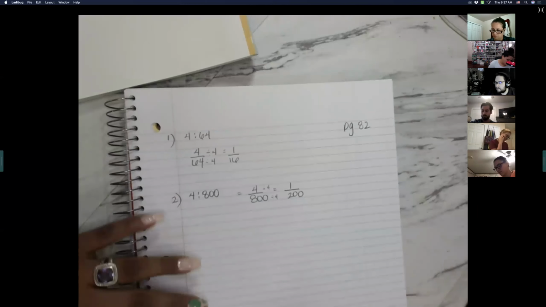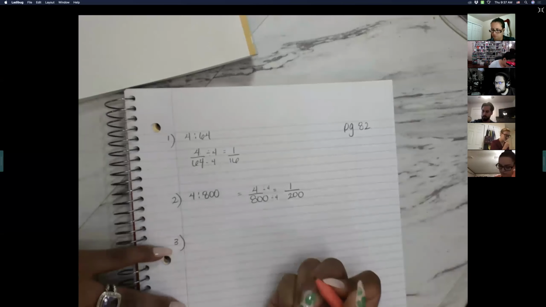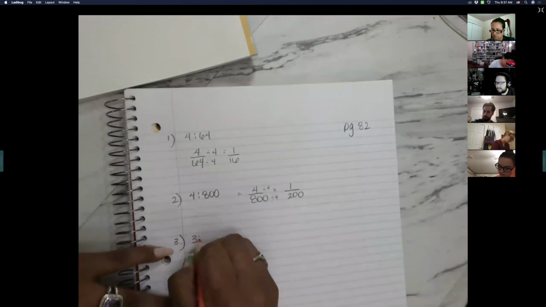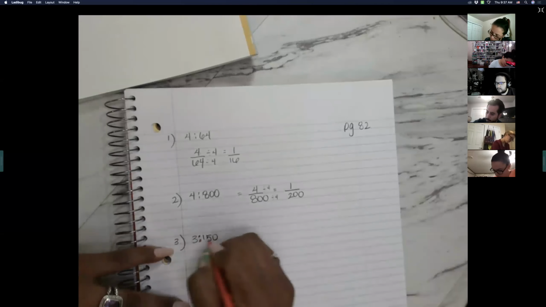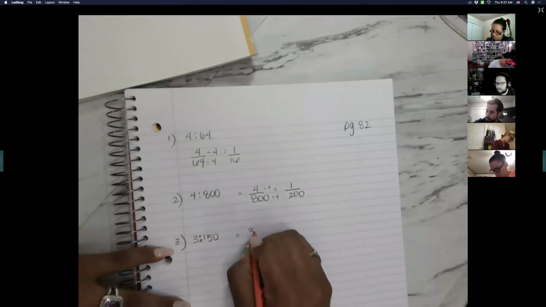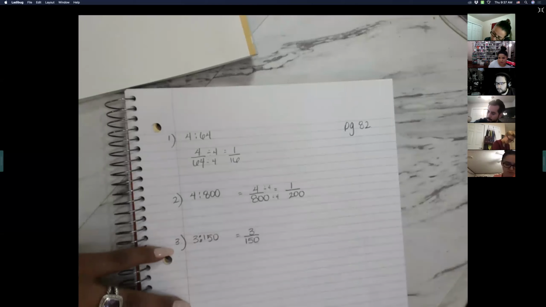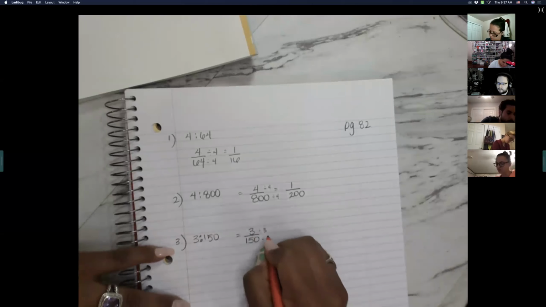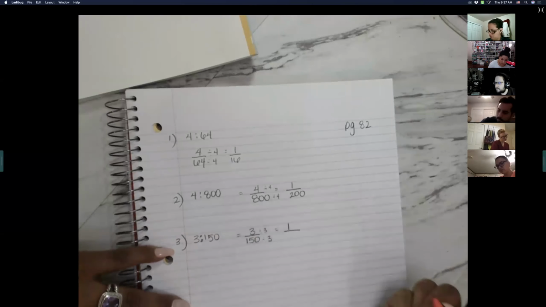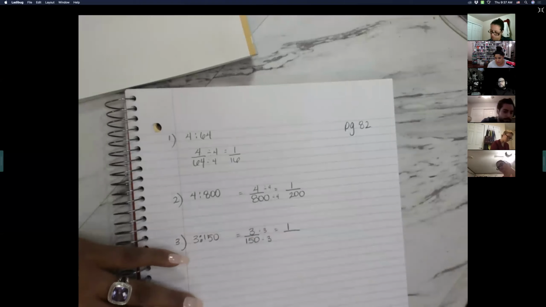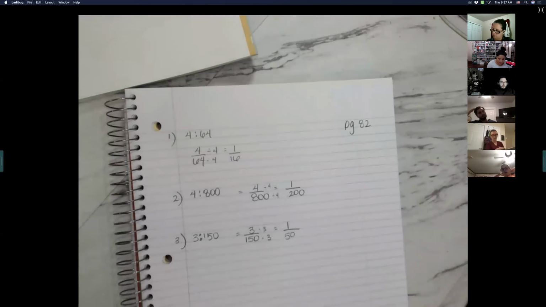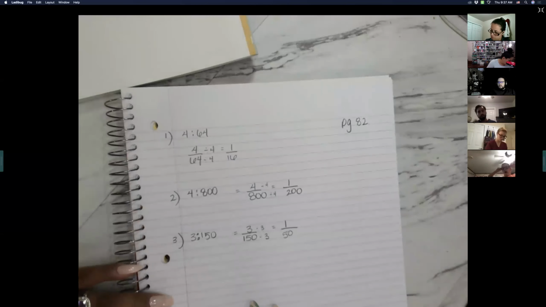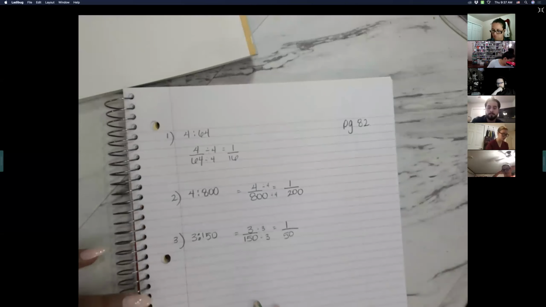And let's do number 3. 3 to 150. That's kind of messy. Okay, rewrite our fraction: 3 over 150. Obviously, the greatest that we can reduce it by is the 3. So that's 1 over what? 50. Perfect. Cool. And that's it. All right. Let's go.